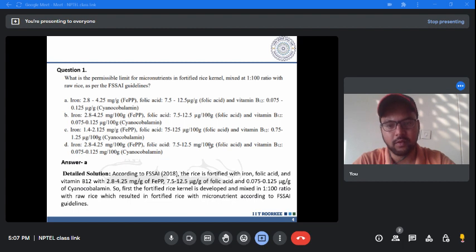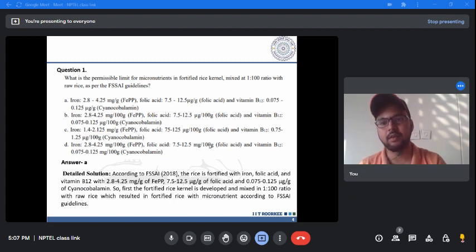So first, the fortified rice is developed and mixed in a 1 to 100 ratio with the raw rice, which results in a fortified rice with micronutrients according to the FSSAI guidelines. When we do this, we need a separate lot for fortified rice. First we fortify those rice, then we mix it in the 1 to 100 ratio, one part fortified rice and 100 parts raw rice. So this is basically what happens in the FSSAI guidelines.